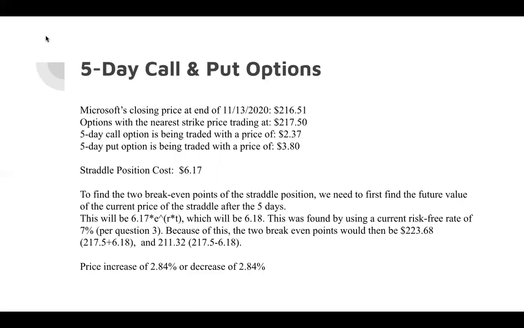Now, if we want to find the break-even points of the straddle position, we need to find the future value of this $6.17 at the time that we're actually going to exercise it. So that would be after 5 days. To do this, we just take the $6.17 and find out its value after those 5 days. And to do this, we use the risk-free rate of 7%, which was utilized in question 3. Now, this would bring this number up to $6.18. And so because of this, the two break-even points would either be $6.18 above 217.5 or below.